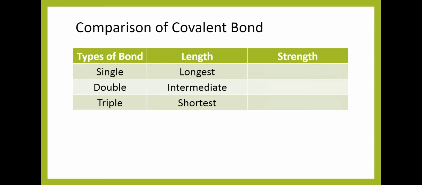Single bonds are the weakest because they're very easy to stretch apart. Double bonds are again in that middle zone. And the triple bonds are the strongest, or the hardest to stretch apart. So that's comparing those 3 types of covalent bonds.